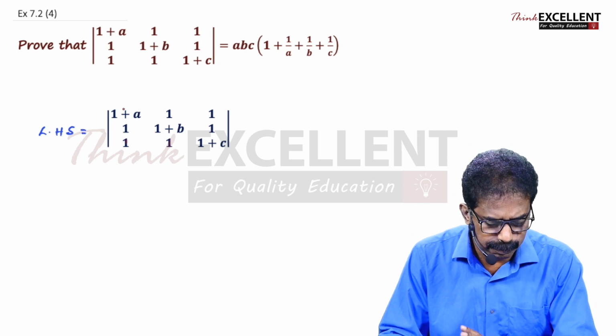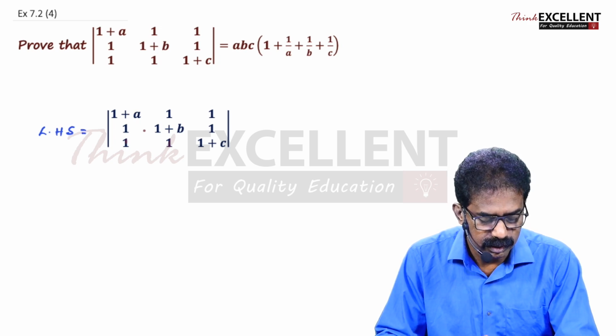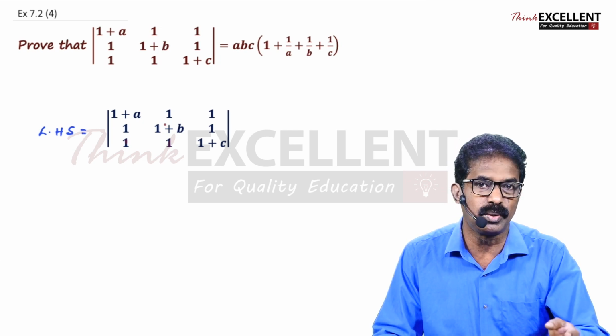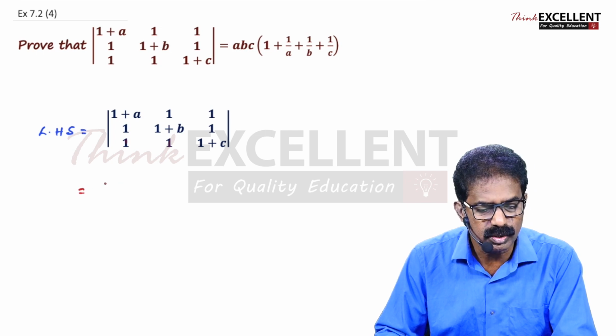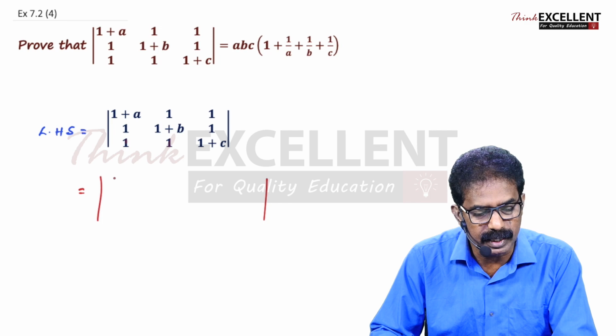Listen, just to expand it. But before that, if you want, you can simplify because there are a lot of ones there, no? If you make a few 1s zeros, the calculation will be easy, right? What I'm going to do here: first row I am writing as it is. I am not going to change the first row. 1 plus a, 1, 1.